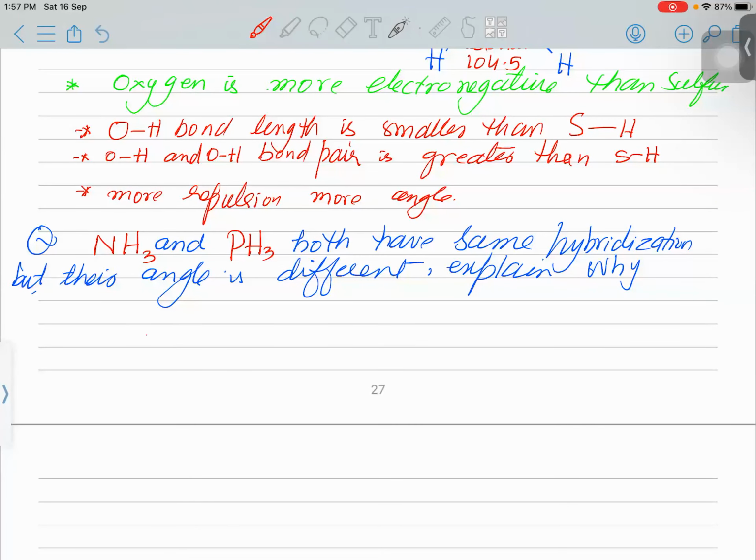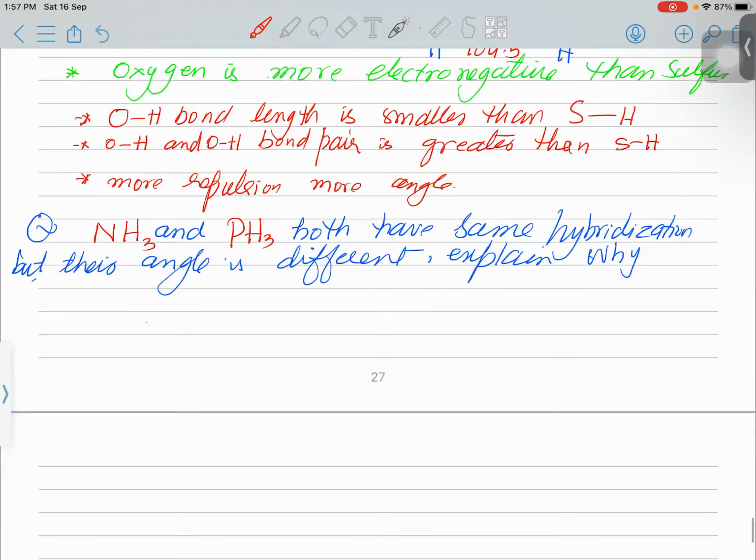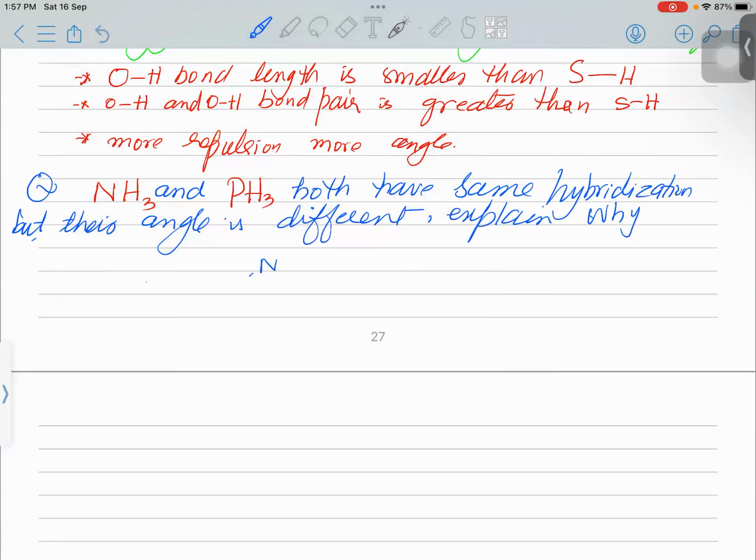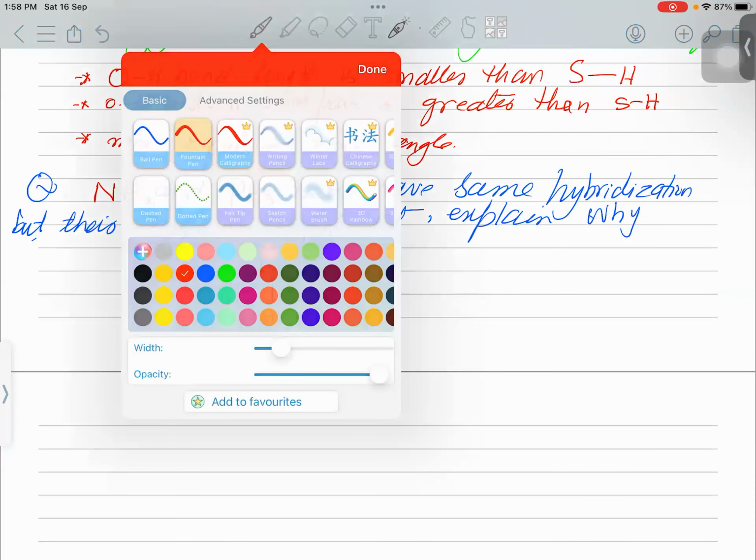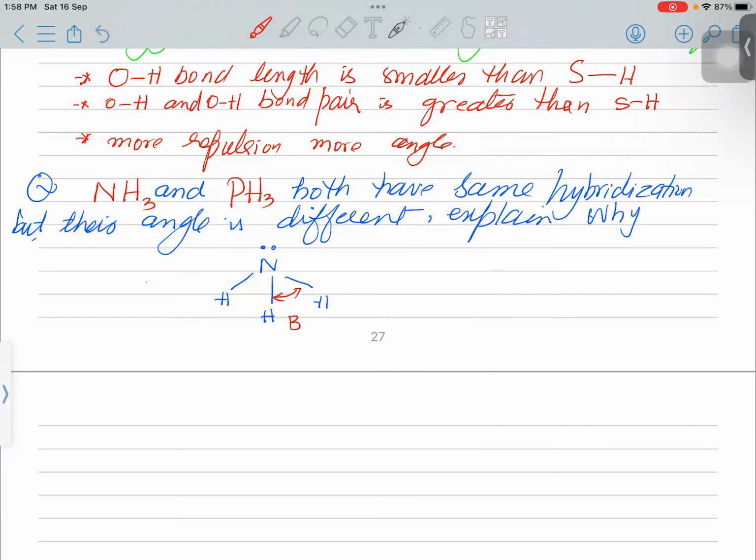The nitrogen is more electronegative. Yes, same answer. So this is NH3. This repulsion is called bond pair repulsion. And this repulsion is called lone pair repulsion. Are you getting this point or not? Yes, sir. This is electronegativity.